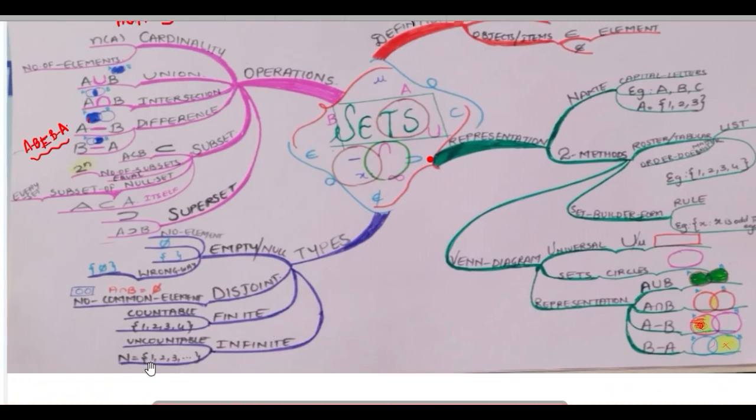When it comes to N, what is N? N is a set of natural numbers. Natural numbers start from 1, 2, 3 and we do not have an ending point. So, these kinds of sets are called infinite sets.